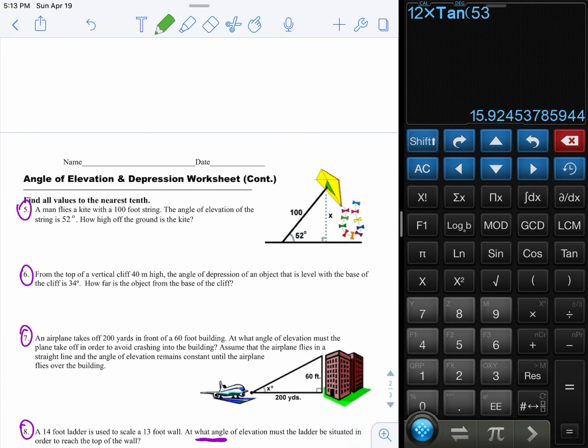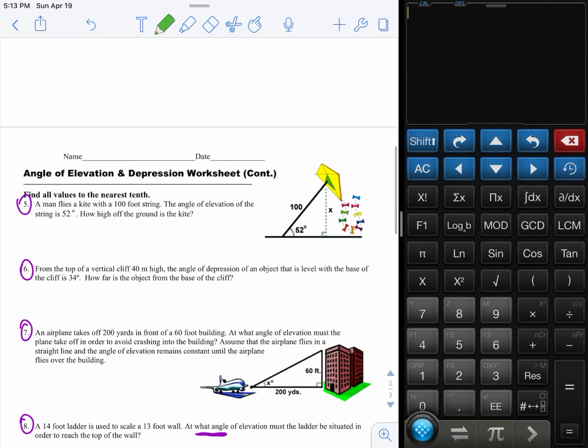All right, but if you don't do that, I'm going to mark it wrong. Okay, guys, this one, if they give you the picture, you don't even need the story. Opposite over hypotenuse. A lot of the word problems are going to be tangent. Sometimes they make a kite problem, and then the kite string is the hypotenuse.